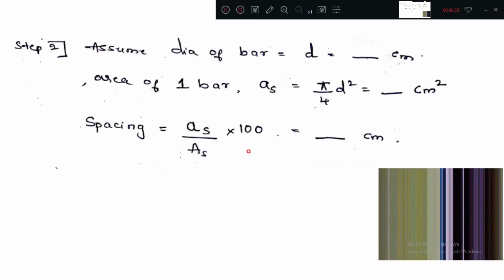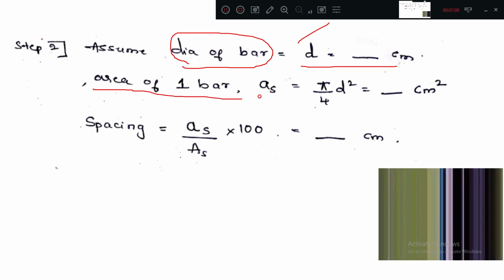Now in the next part you are going to assume the dia of the tie bar. Assume the dia of the tie bar like 1.5, 2, like that. That is the D. Now you can easily calculate the area of 1 bar, small as. You are good in RCC, no? So area of 1 bar AS is nothing but pi d square by 4. It will give one value, in centimeter square.